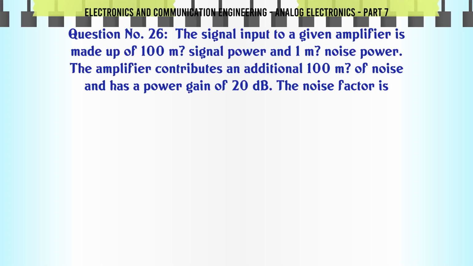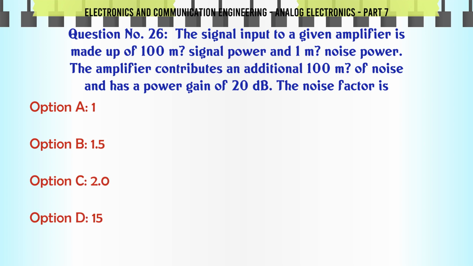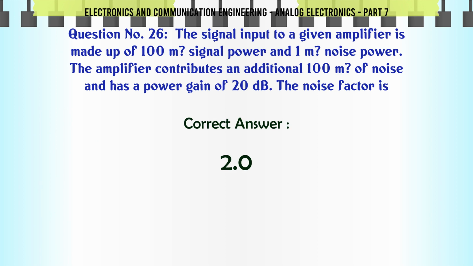The signal input to a given amplifier is made up of 100 µW signal power and 1 µW noise power. The amplifier contributes an additional 100 µW of noise and has a power gain of 20 dB. The noise factor is: A. 1, B. 1.5, C. 2.0, D. 15. The correct answer is 2.0.